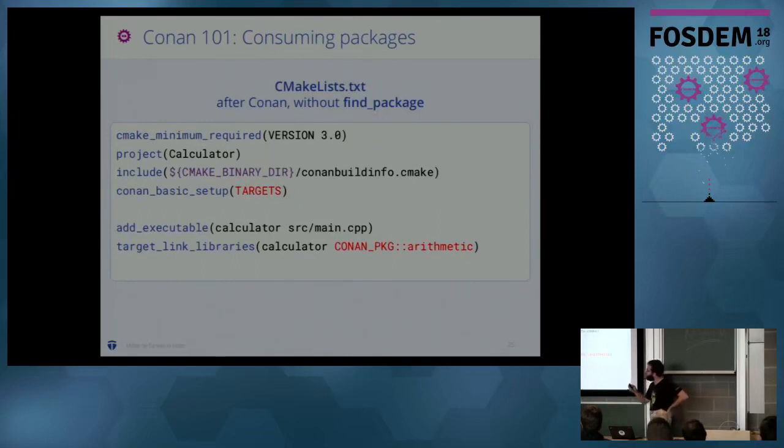If you're like me and you don't like writing package files, you can simply use the TARGETS argument to the conan_basic_setup macro, and Conan will create a namespace named CONAN_PKG and add a target for each of your dependencies. So here I replaced the arithmetic by CONAN_PKG::arithmetic.